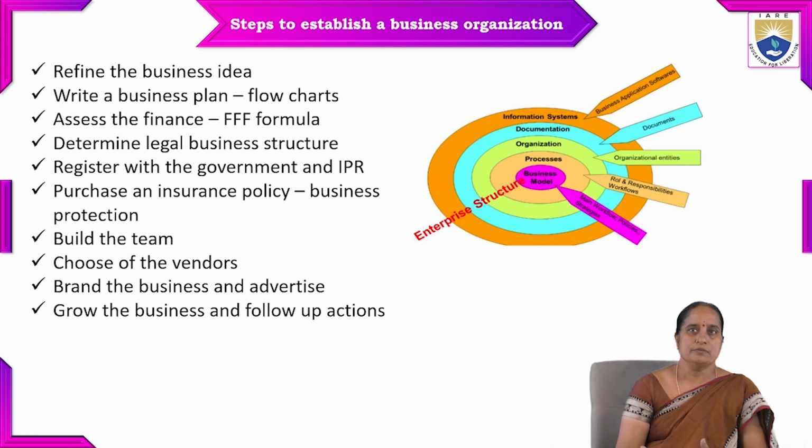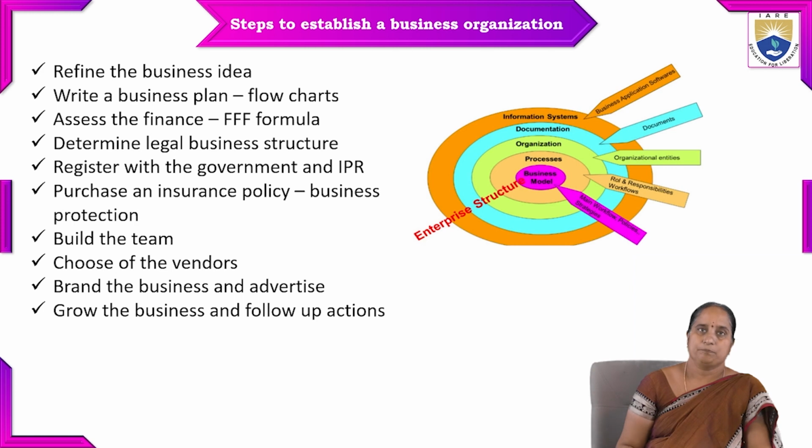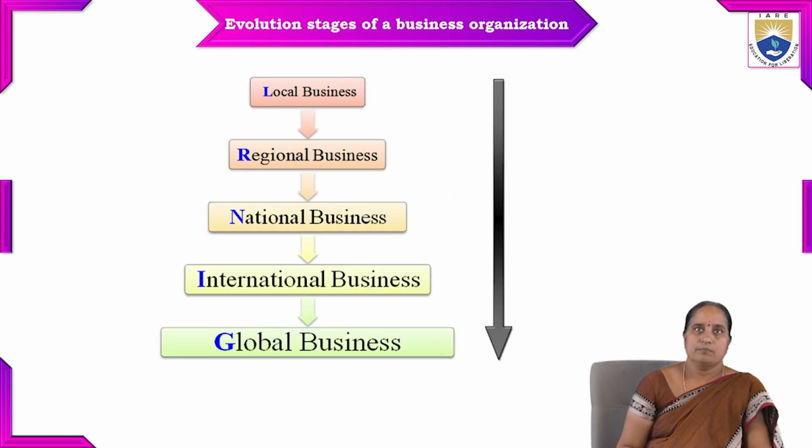Then choose vendors for whom you are providing, brand the business and advertise, provide more promotional activities so that you can easily reach the customers. Based on that, we can maximize our sales and grow the business and follow actions. So these are the steps to establish a business organization. So one should go step by step, then they can easily achieve success in the market.